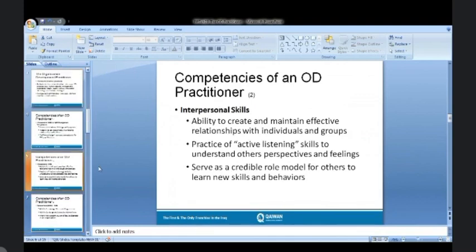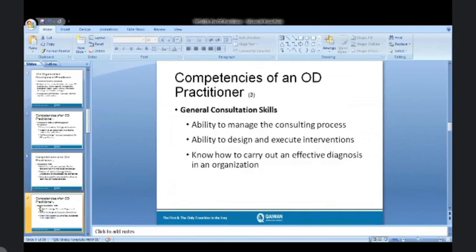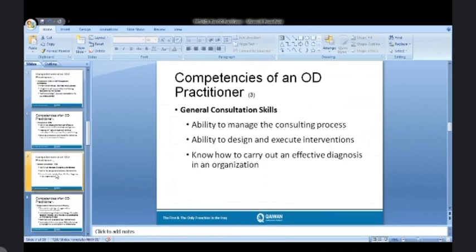This was already explained in detail in the previous videos; in today's video I'm just doing the revision for the examination. The third competency is general consultation skills. They need knowledge about the consulting process, how to design and execute interventions, and how to carry out an effective diagnosis in the organization.